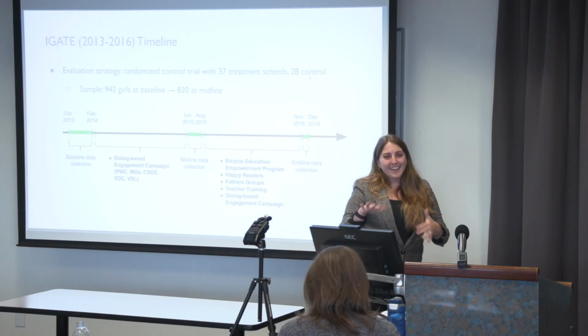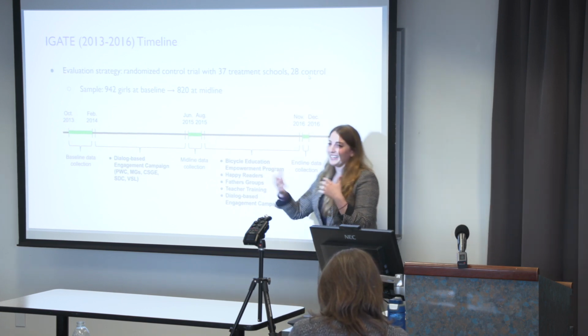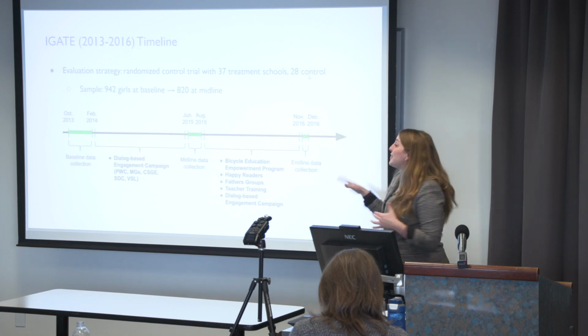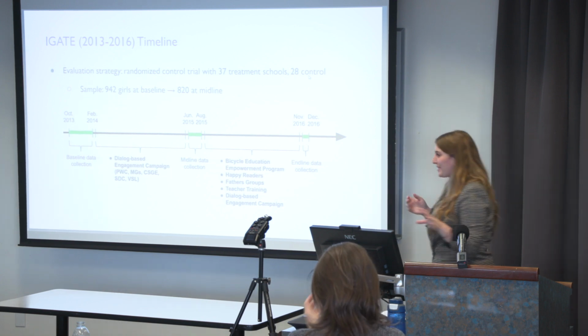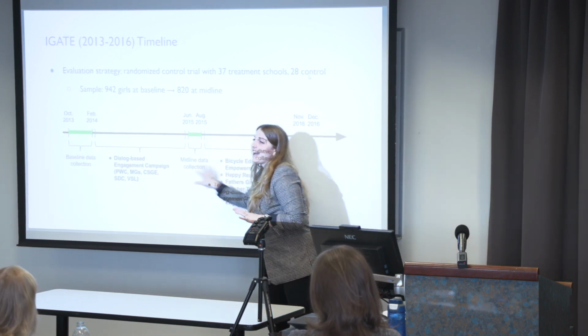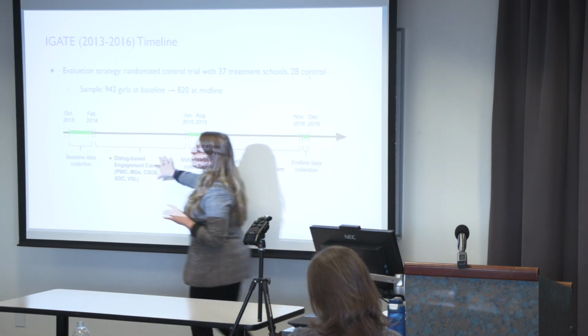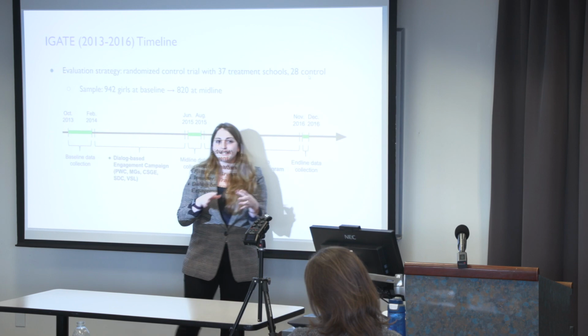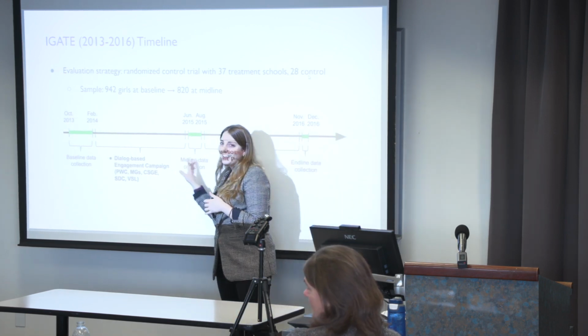I should say, the iGate program was actually initially intended to include more than just these community engagement campaigns. They were also supposed to include things like bicycle provision, providing books, teacher training, and all sorts of other clubs within schools. However, because of administrative delays, these had a delayed start. And so this allowed us to isolate the impact of these initial dialogue-based campaigns, which were the only things that took place before the midline data collection.